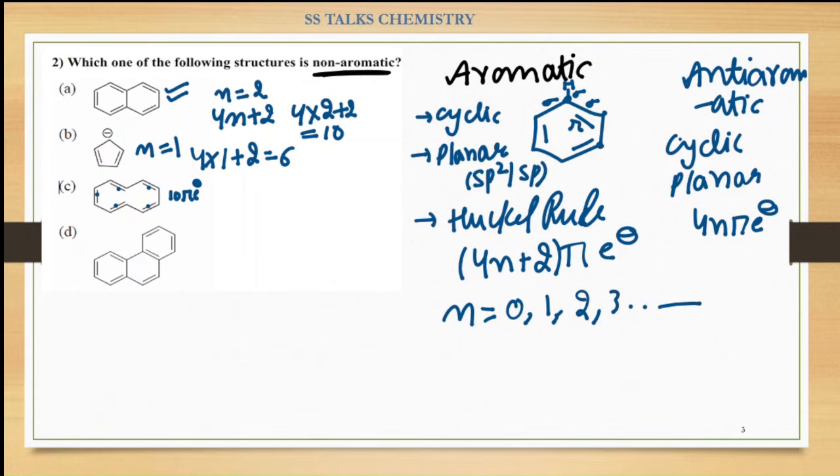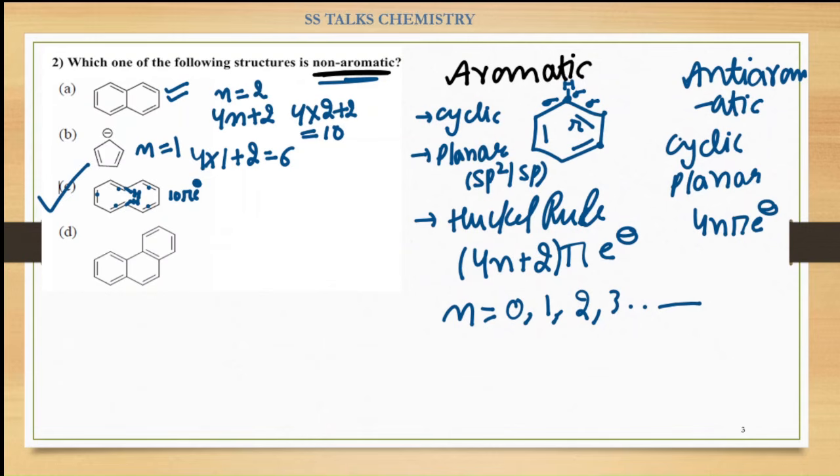But what you observe is that the hydrogen atoms attached to these particular positions cause repulsion, and due to that the structure does not remain planar. That means one of the conditions of aromaticity is not being satisfied, so our species becomes non-aromatic, right? So the correct option will be this one, because we wanted to find the non-aromatic species.